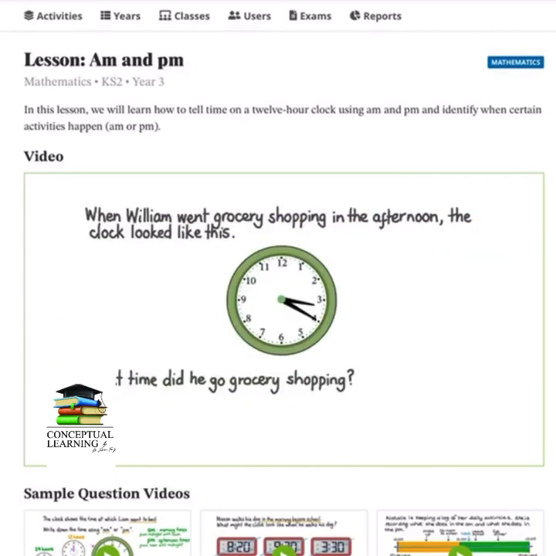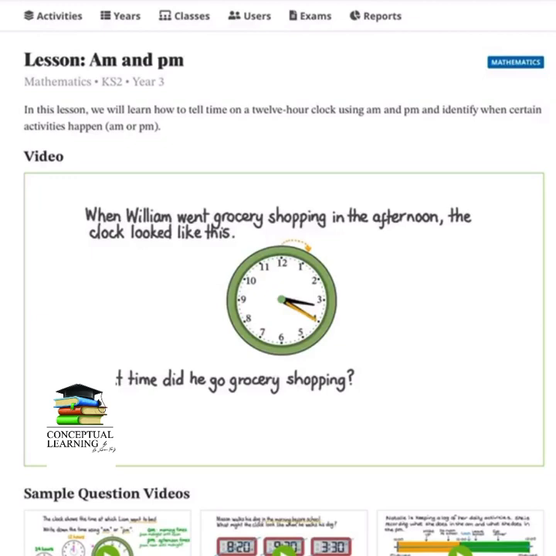When William went grocery shopping in the afternoon, the clock looked like this. What time did he go grocery shopping? The clock that we can see in the middle of the screen shows the time that William went grocery shopping. Do you remember how to read this time? If we look at the minute hand, that's the longer hand, to begin with, we can see that it's pointing to the number 4. If the minute hand has moved from one number to the next number on the clock face, it means 5 minutes have gone by.